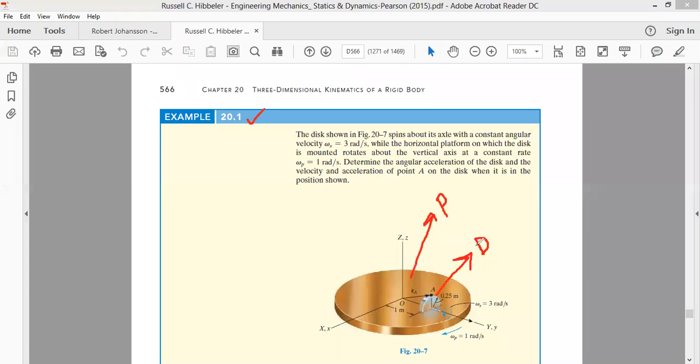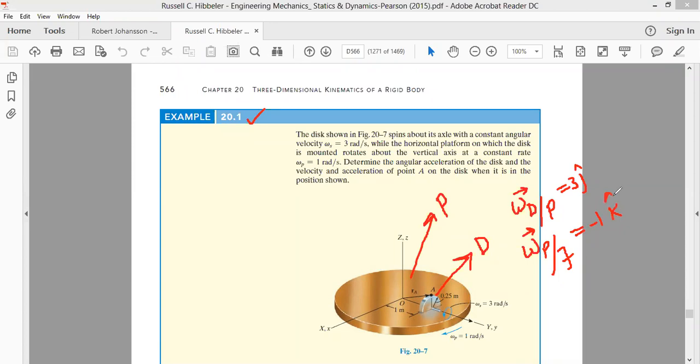we are given the angular velocity of the disk with respect to the platform, and its magnitude is 3 radians per second. If you curl your fingers in the direction of this arrow, the thumb will be along the y direction, so it is 3j cap. The angular velocity of the platform with respect to the ground is also given to us, and its magnitude is 1. If you curl your fingers, the thumb will be along the negative z direction, so it is minus k cap.